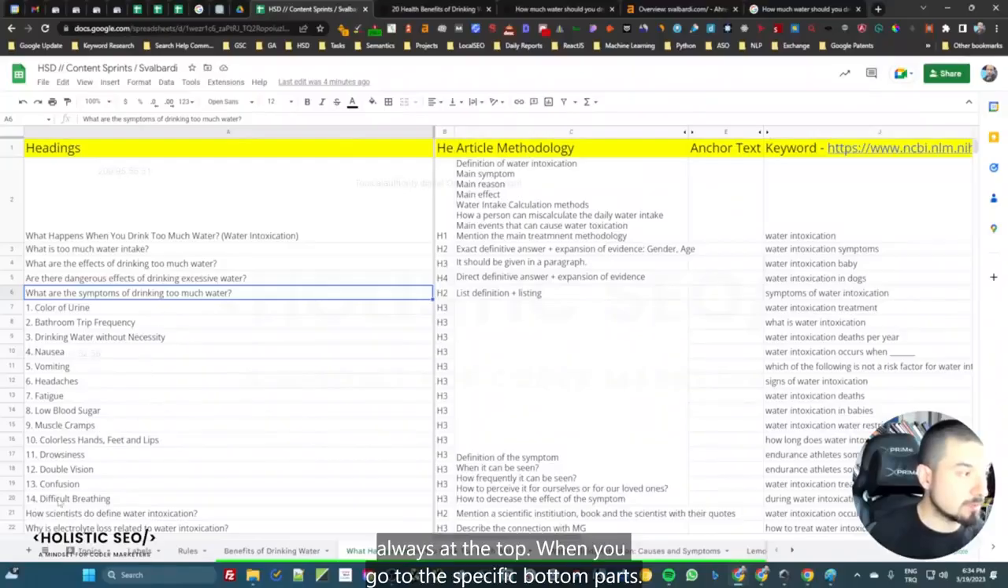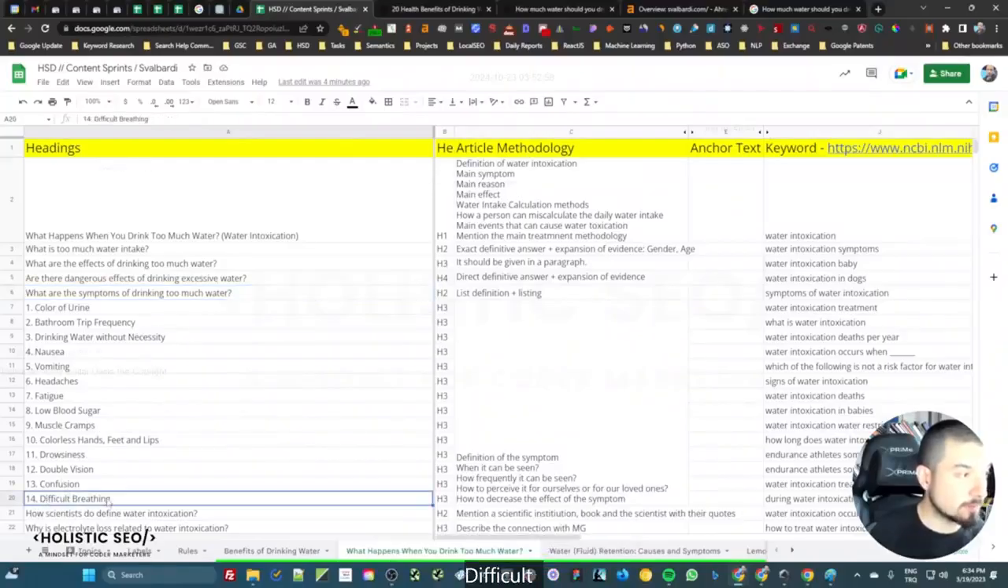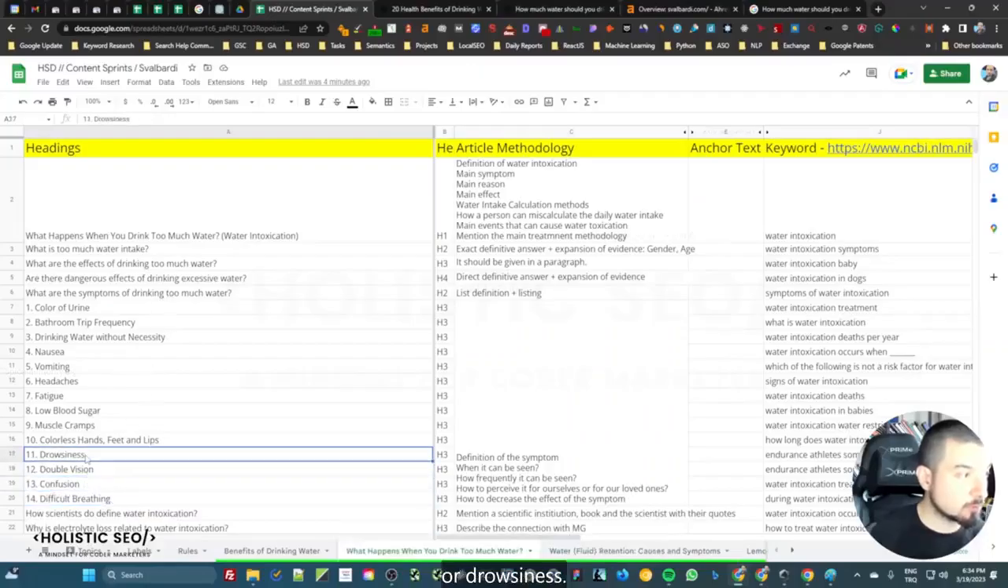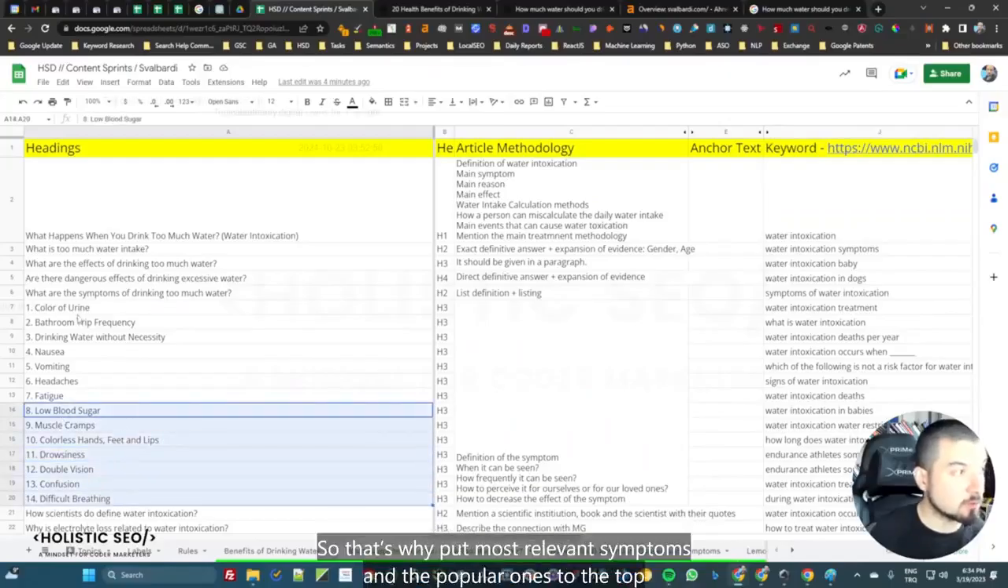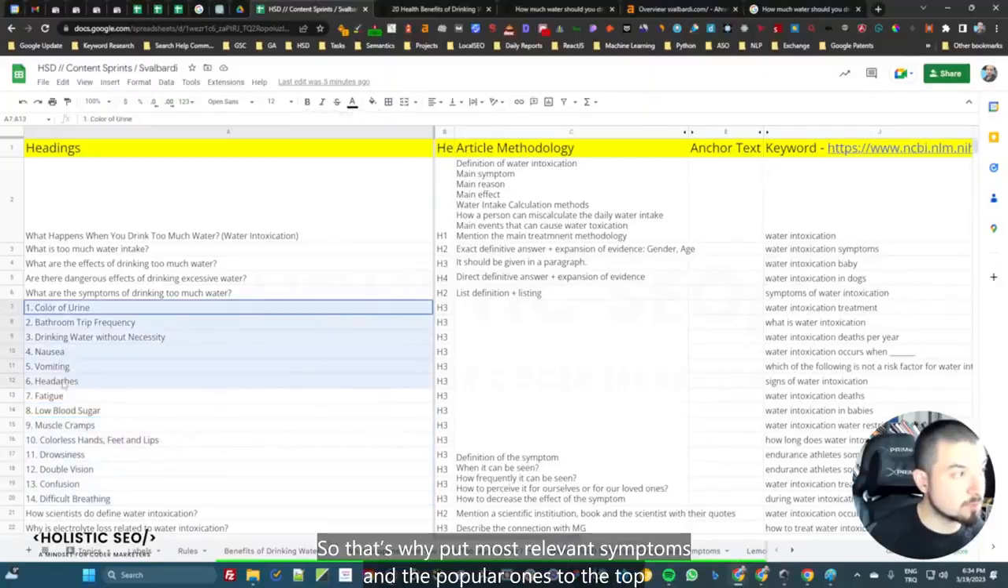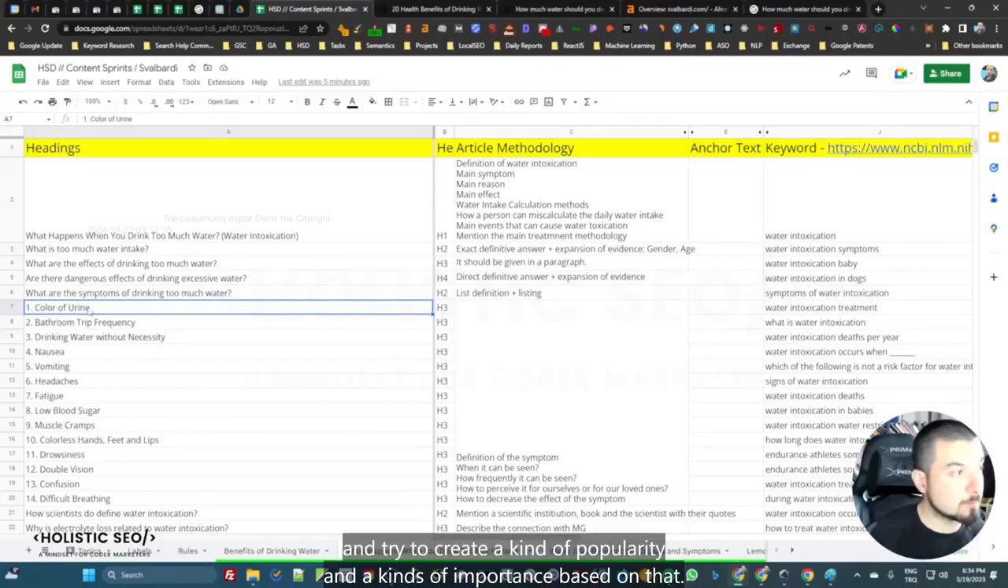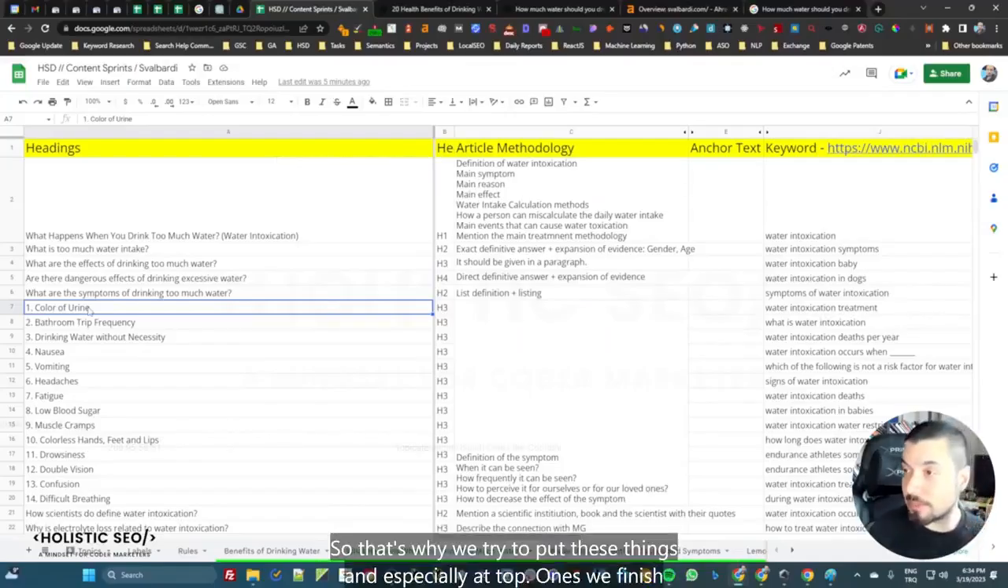When you go to the bottom parts, difficult breathing is rare for this one. Confusion, double vision, or drowsiness is also rare. Colorless hands, feet, and lips, or muscle cramps and low blood sugar, many other things can create these as well. So that's why you put the most relevant and popular symptoms at the top and try to create a kind of popularity and importance based on that, because according to the search engine, the importance of something mainly comes from the search demand. That's why we especially try to put these things at the top.